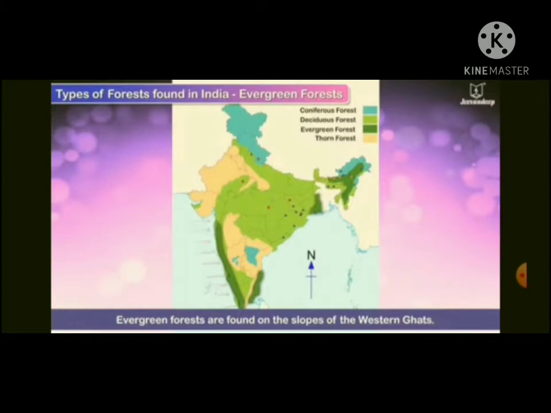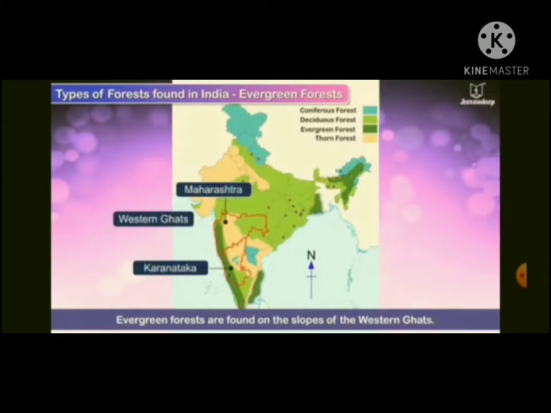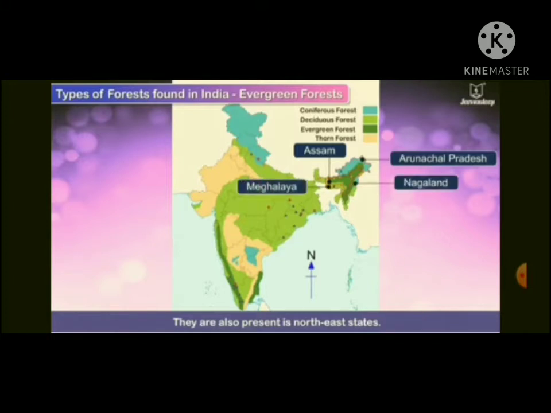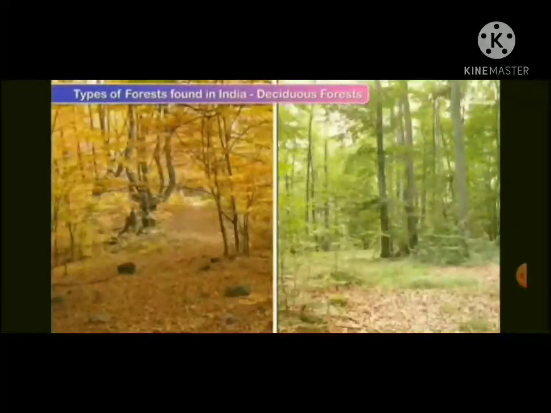Evergreen forests are found on the slopes of the Western Ghats. They're found in Maharashtra, Karnataka, Kerala, and Tamil Nadu. They are also present in northeast states like Assam, Arunachal Pradesh, Meghalaya, Nagaland, Tripura, and West Bengal. And they are also found in Andaman and Nicobar Islands.